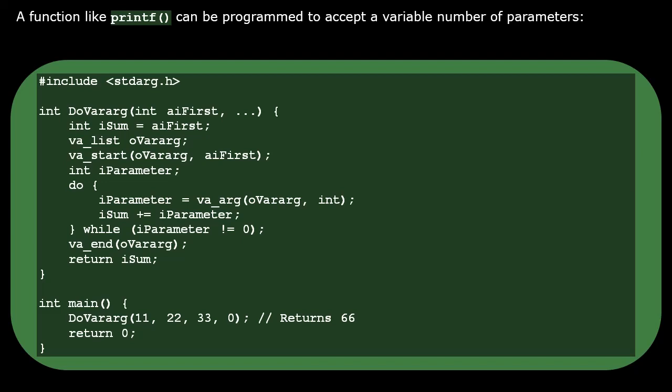Your program uses a bunch of VA underscore functions to manually iterate through those parameters. Your code needs to invent its own logic for knowing when to stop that iteration. This sample code uses a special zero value for that purpose.